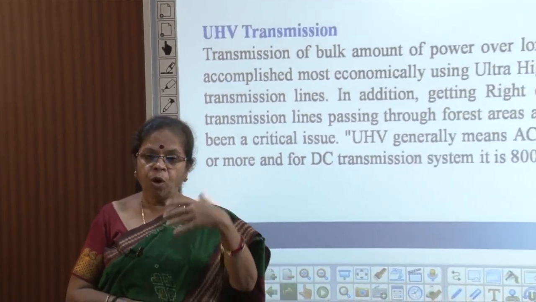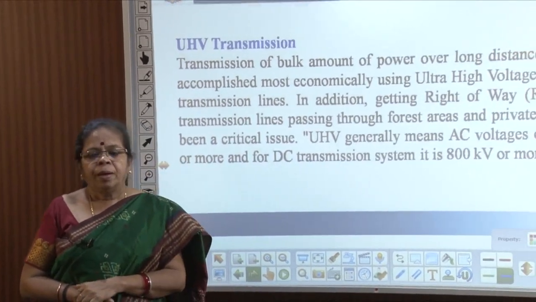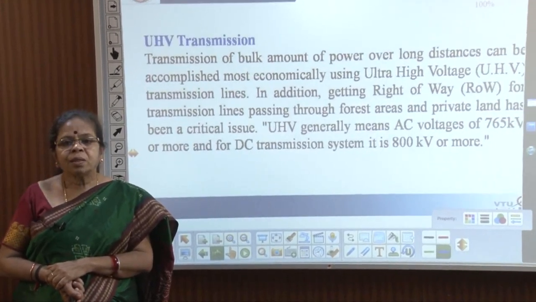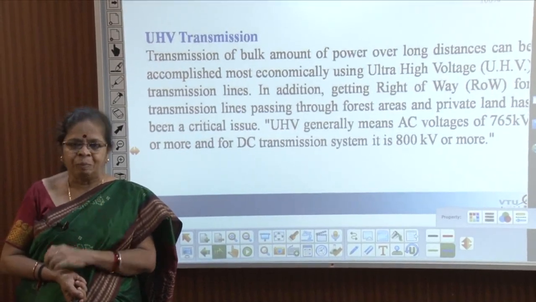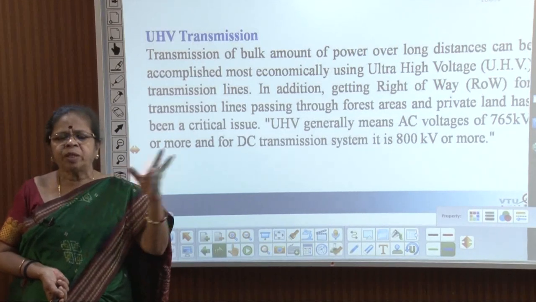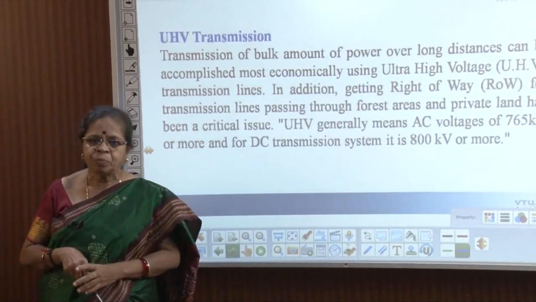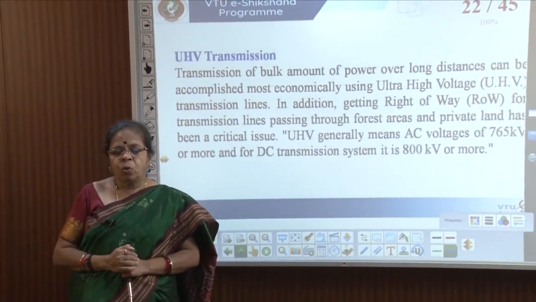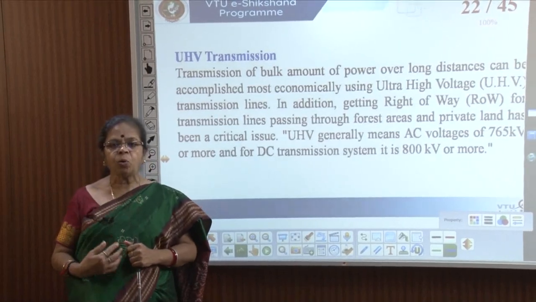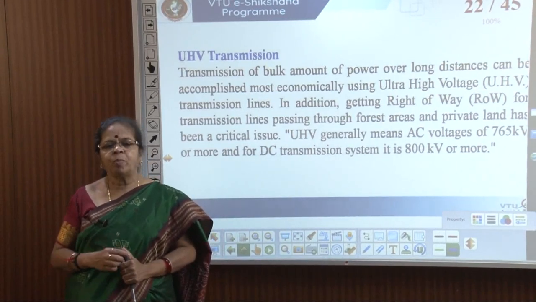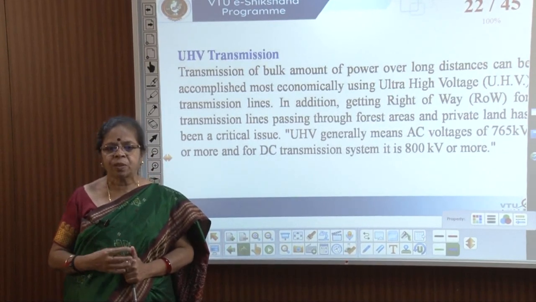Now UHV transmission, ultra high voltage, that is beyond 400 kV. It can be very economical, and in addition, the main problem here is right of way. Obviously I cannot lay such a high voltage transmission line through any residential area. It has to be outside the city, in the forest area. As human beings, we may be very selfish. I don't want to be harmed, but what about the animals in the forest? So you need to clear. So you will have problems from environmentalists, climatic changes and so on.